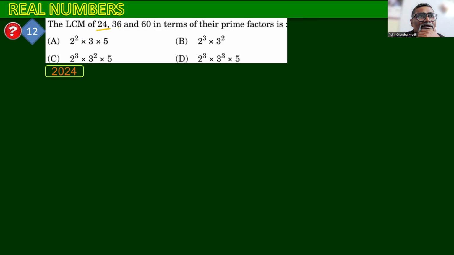LCM of 24, 36, and 60 in terms of their prime factors. This is also something you can write very easily, right? See, these questions are very, very straightforward, even if they come in the exam. I'm doing it, but I'm leaving those which are repetitive.